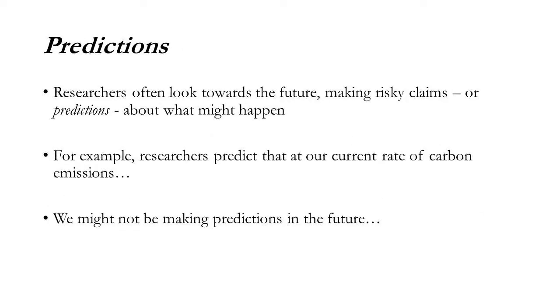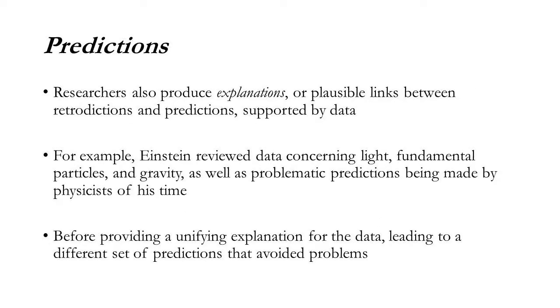Researchers often look towards the future and make risky claims too. These are predictions about what might happen. For example, researchers predict that at our current rate of carbon emissions, we're not going to be around in the future. It's a prediction. Now, this is something that maybe you've not heard of, but researchers also produce explanations, or plausible links between retrodictions and predictions that are supported by data.